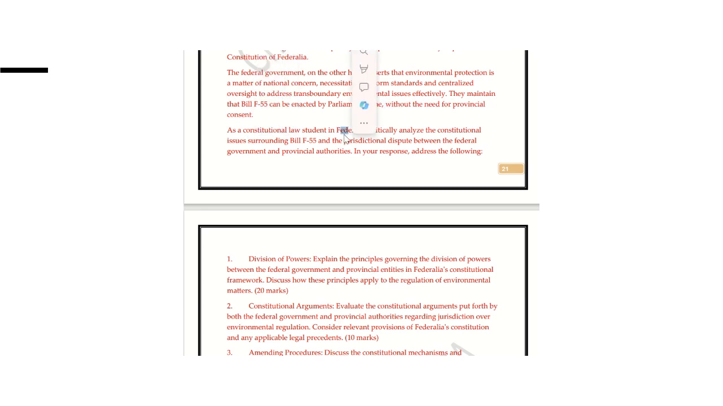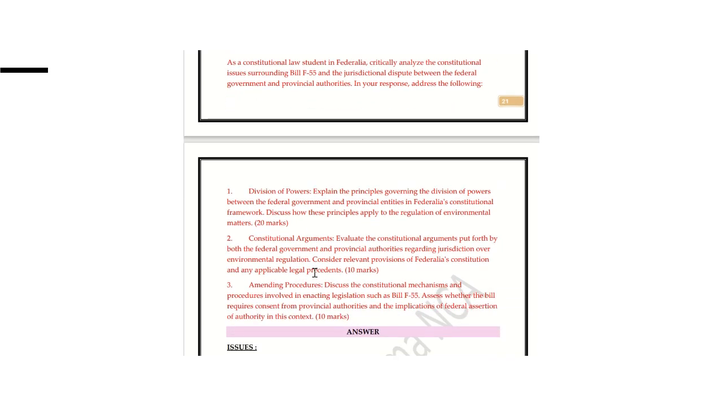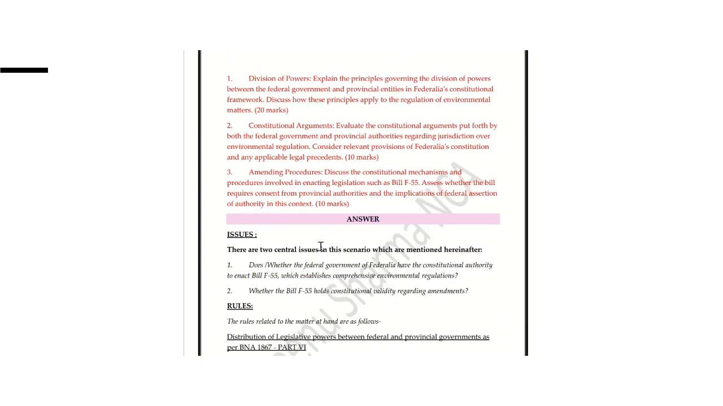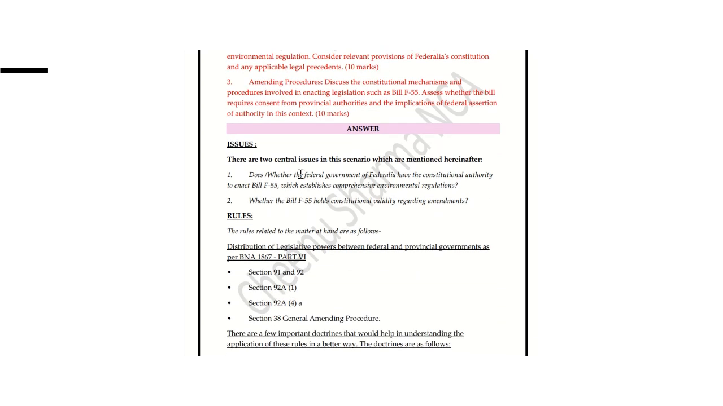So here, what are the things that you have to analyze in your answer? Firstly, who has the power, whether the federal government or provincial. Then you have to go to constitutional arguments and the amending procedure, whether Parliament can enact this bill without consent from provincial authorities or not. So there are two main issues. Whether the federal government of Federalia has constitutional authority to enact the bill?